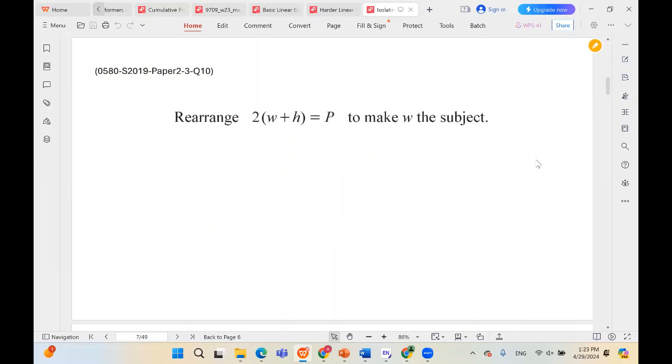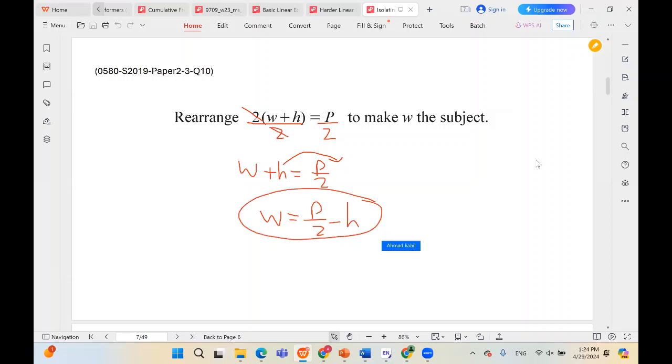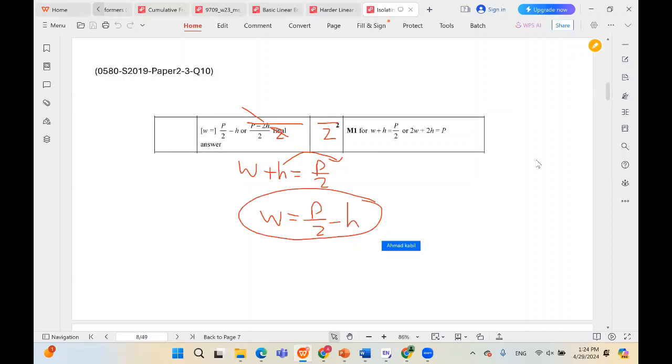We want to make W the subject here. So first we want to get rid of this 2. So let's divide everything by 2 on both sides. These would cancel out and we will be left with W plus H equals P over 2. Then we want to get rid of the H. So W equals P over 2 minus H. And this is the final answer as well. This is one form of the correct final answer.